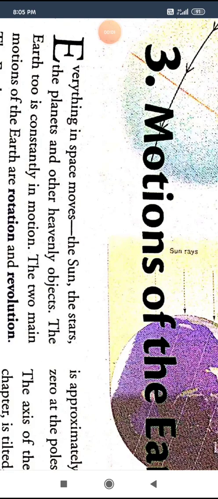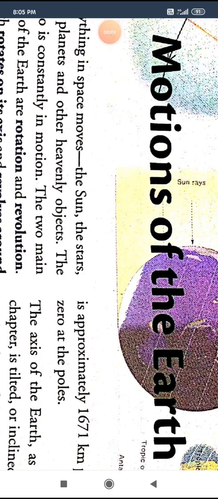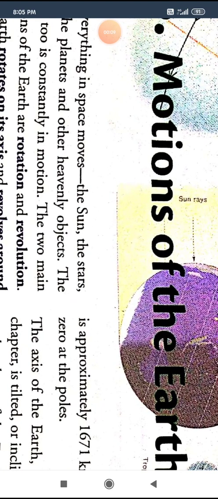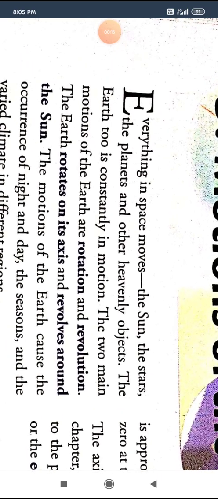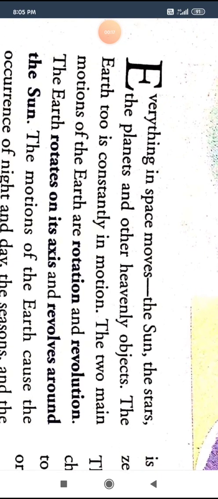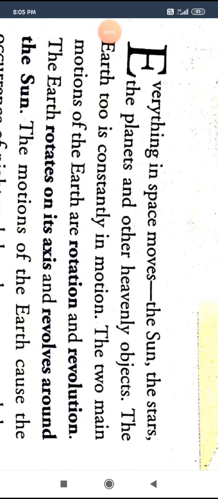Good morning, children. Today I am going to start Geography chapter 3, Motions of the Earth. Motions means movements. And already you know the Earth is a part of the solar system.